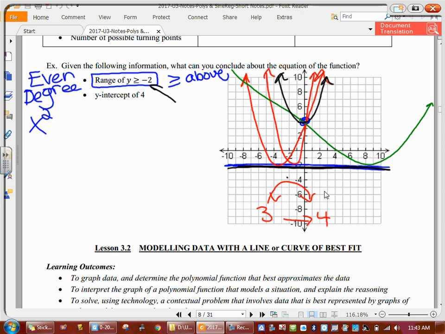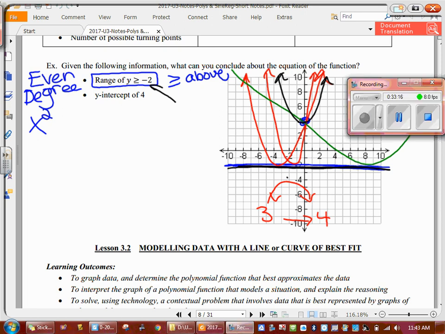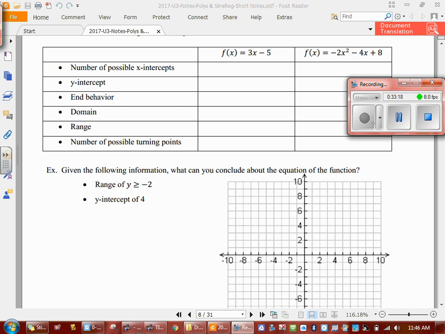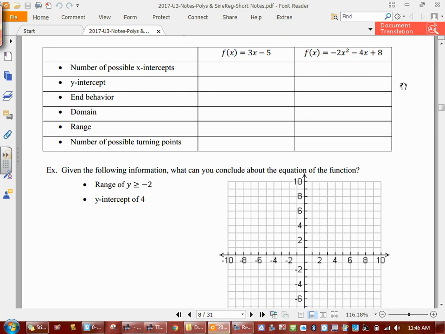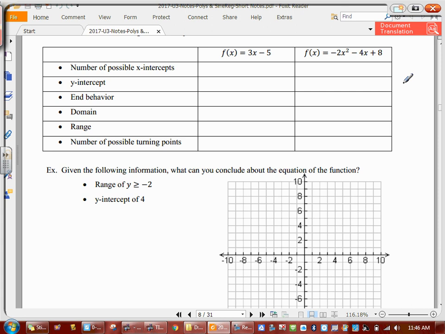So we've got linear. This is degree 1. Here we've got degree 2. So degree 1, possible number of x-intercepts is 1. Degree 2, 2 possible. Y-intercept is always our constant. So in this case we have a negative 5. In this case we have a positive 8.